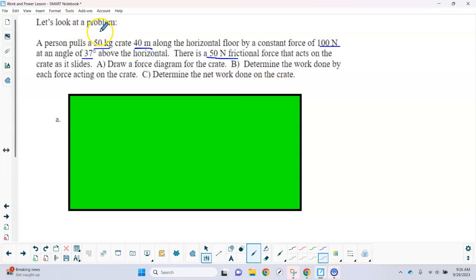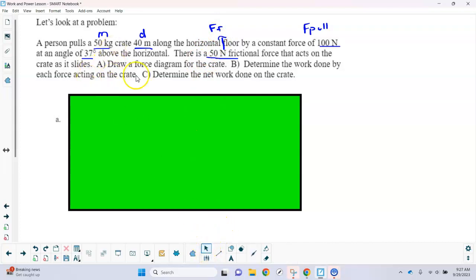So just reading through this, 50 kilograms, that's our mass. 40 meters, that's going to be our displacement. 100 at 37, that's the constant pulling force, so I'll call that F pull. And it says friction is there as well, so this 50 newtons is the force of friction. Hopefully you can see how a free body diagram would be important to this because it's going to draw the arrows in the directions that you would think they would go.